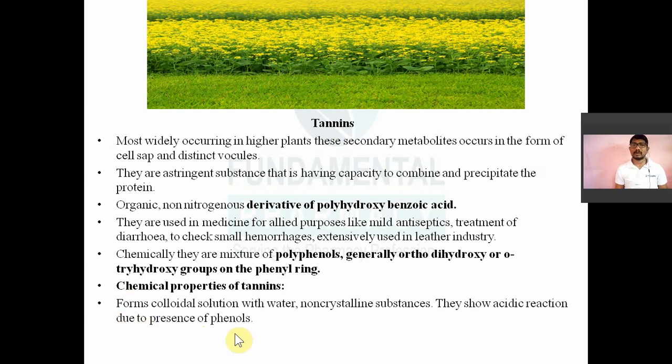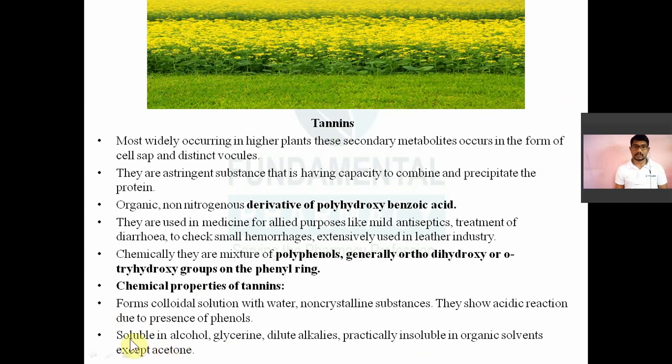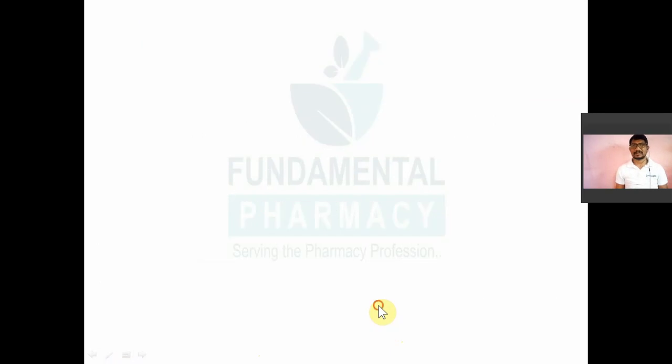Chemical properties of tannins. They form a colloidal solution with water. They are non-crystalline substances. They show an acidic reaction due to the presence of polyphenol groups. They are soluble in alcohol, glycerin, and dilute acid, but practically insoluble in organic solvents except acetone. So your alkaloids are soluble in organic solvents, but tannins are not. They form a colloidal solution with water. These are the properties of tannins.